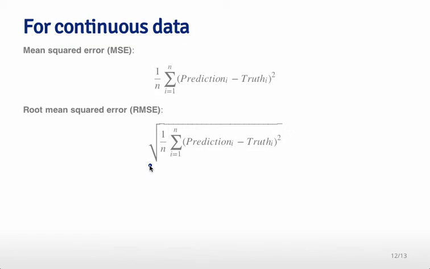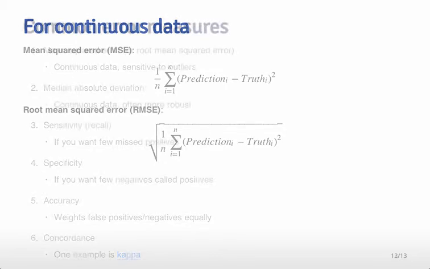And so what people often do is they take the square root of that quantity. So here, underneath the square root sign is the same number. It's just the average distance between the prediction and the truth, where you sum the squared differences. Then you take the square root of that number, and that gives you the root mean squared error. This is probably the most common error measure that's used for continuous data.